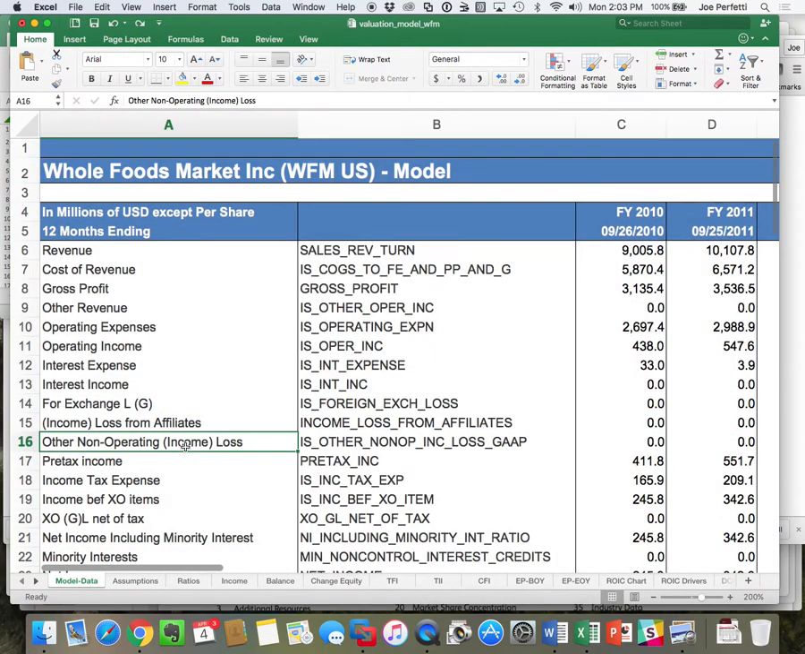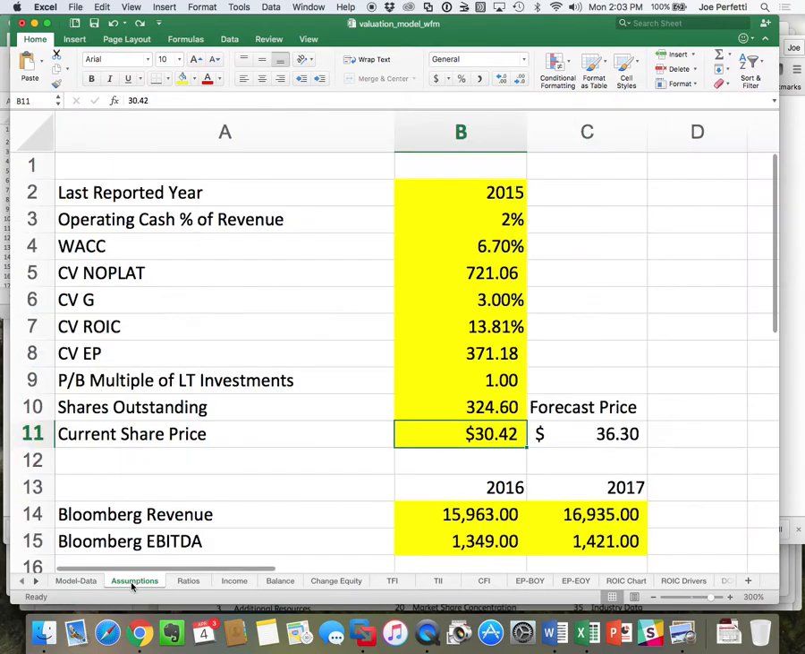You should have overwritten the model data tab, making sure there were no dashes, getting rid of all the zeros, or zeros for dashes. You should then come into the assumptions tab. You should have updated the WACC. If you had changed the G, probably put it back to 3% as a starting point. Put in the current shares outstanding off the DES screen. I used a share price from this morning of 30.42, but it's going to be somewhere around that range based on when you did this. And then put in the Bloomberg estimates for revenue and EBITDA for the next 2 years.